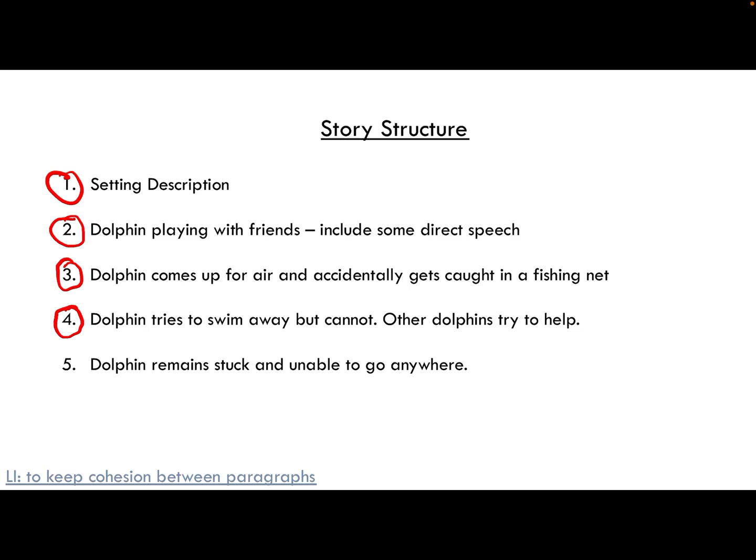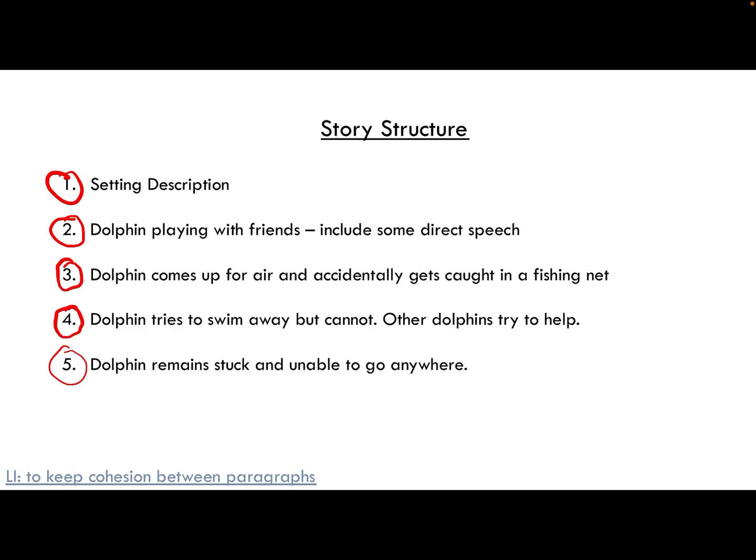Number 4, they're trying to swim away, but they can't. And we are starting to get a solution. So some other dolphins are going to try and help. And then we're going to have the dolphin remain stuck, unable to go anywhere.